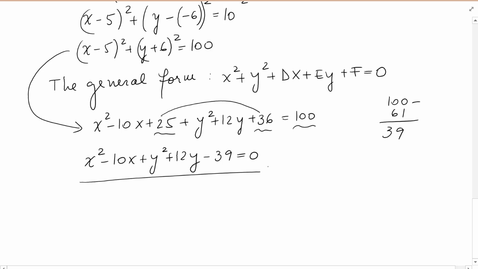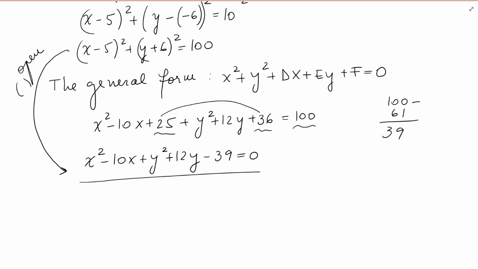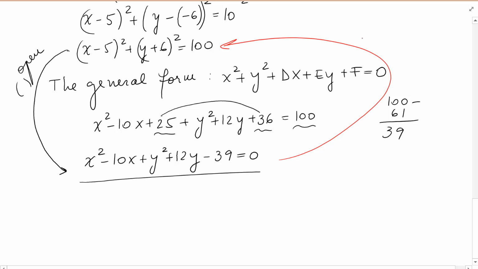So how do we go from the standard form to the general form? Just open the parentheses. How do we go from the general form to standard form? Completing the square. Complete the square. I hope this helps.